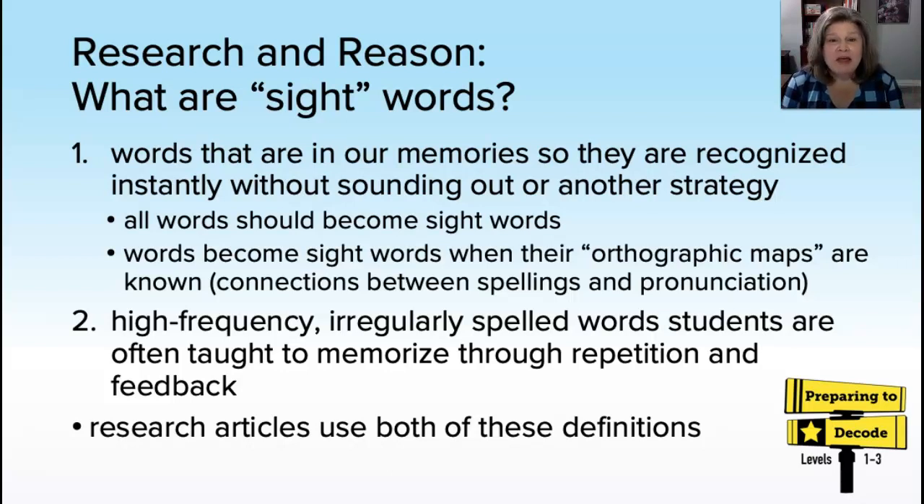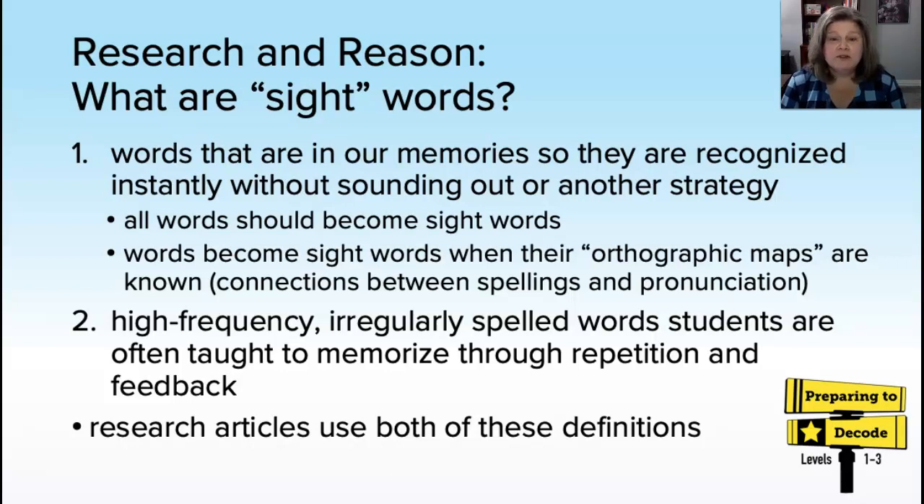The orthographic map is a way of describing the connection between the spellings of words and the pronunciation of that word. The other meaning of sight word is one that I've been using throughout this video, and it's just high frequency, irregularly spelled words.